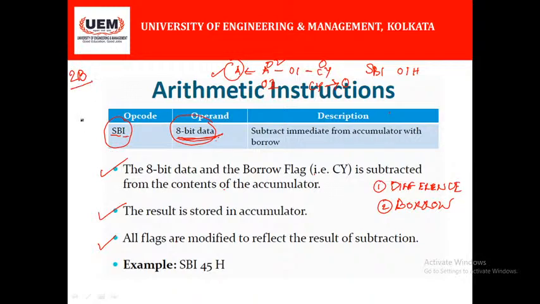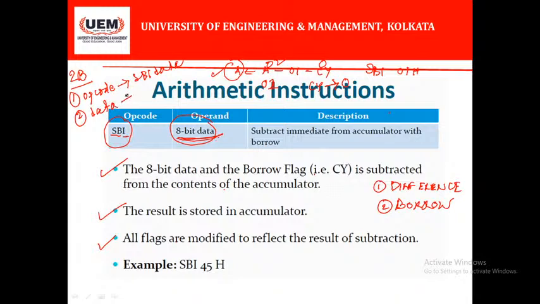One for the opcode. The first byte is required for the opcode. Opcode for what? Opcode for the SBI data instruction. And second, we require another byte to represent the data which is explicitly specified. What is the data in case of SBI 01H? The data is 01H. So that data we can consider as another byte.